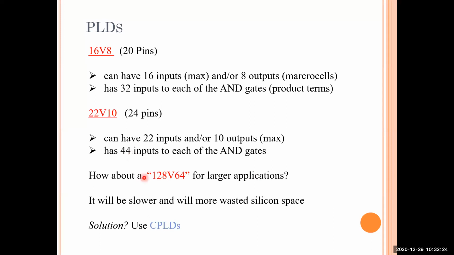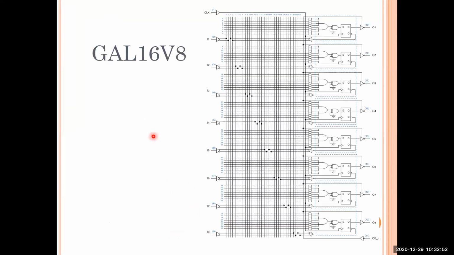Because of that, these kinds of CPLDs, which are used for larger applications, will definitely be slower in nature, and they will also require more silicon chip area, which is simply wasted. Because of this interconnection, most of the silicon area will be wasted. So in order to overcome this, they have gone for CPLDs, complex programmable logic devices.